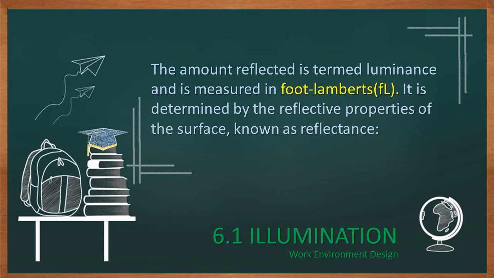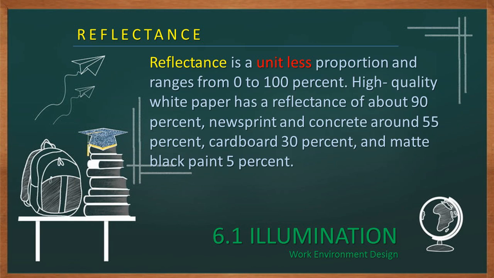It is determined by the reflective properties of the surface, known as reflectance. Reflectance is a unitless proportion and ranges from 0 to 100%. High-quality white paper has a reflectance of about 90%, newsprint and concrete around 55%, cardboard 30%, and matte black paint 5%.